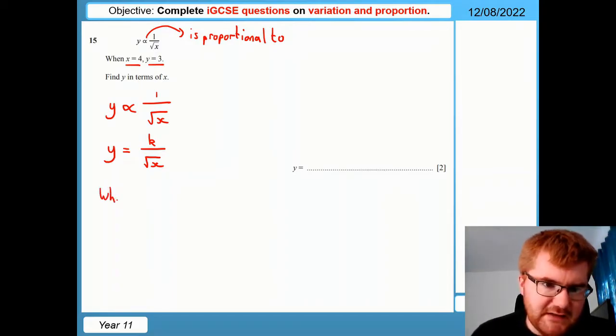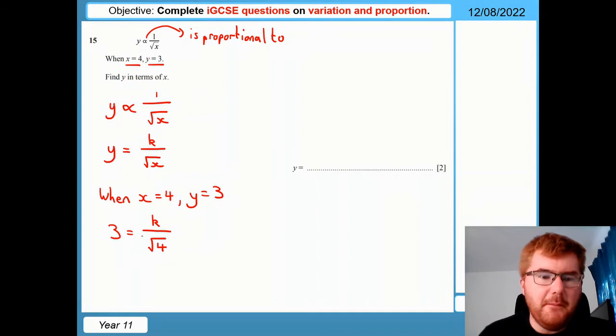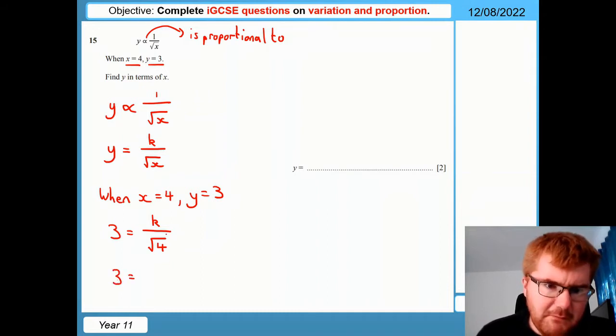So I'm going to make it nice and clear to the examiner. When x is equal to 4, y is equal to 3. Let's pop those in. So wherever I see a y, I'm going to put a 3. The k is what we're trying to find. And then we have the square root of 4. And now this is just a case of tidying up here. So remember the square root of 4 is equal to 2.